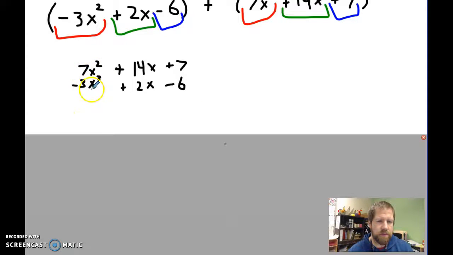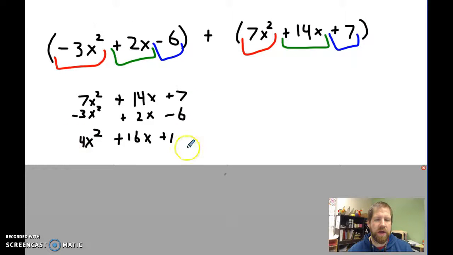So 7x squared minus 3x squared is 4x squared, plus 14x plus 2x is 16x, plus 7 minus 6 is plus 1. Okay, and just like that, I have my answer. Works the same as putting terms next to each other and simplifying that way. Whichever you're more comfortable with is fine.